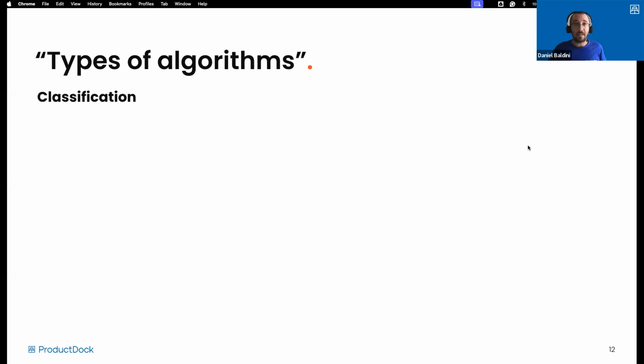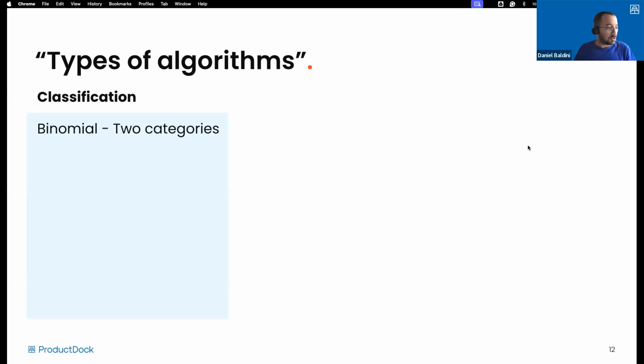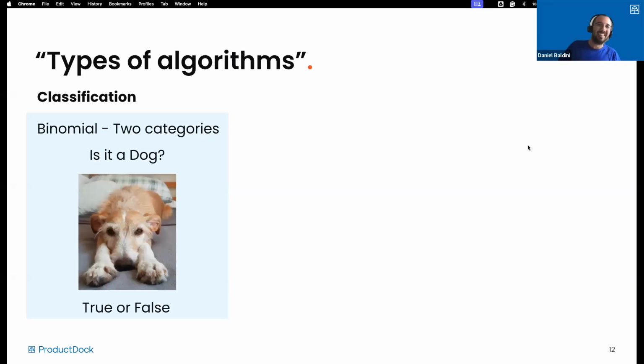And there is another type of algorithms, the classification algorithms. It also has two categories. The first type classifies the target variable, or what you are trying to forecast, in two categories, which means, Anya, now is the time. Is it a dog? True or false? So you want to forecast something that is classified in just two categories, dog or not dog.